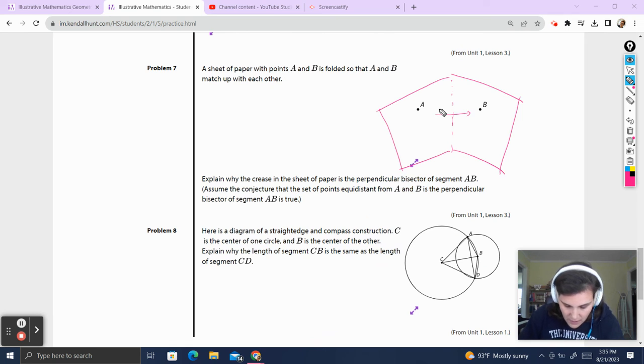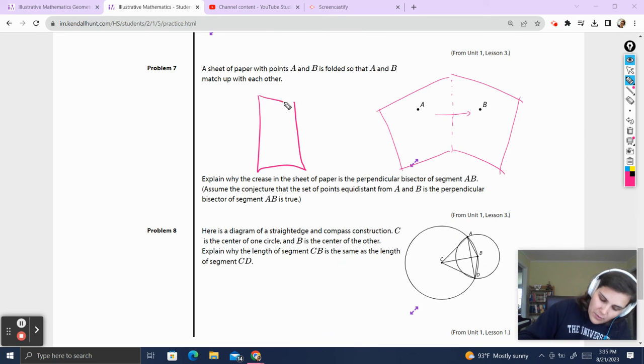Explain why the crease of the sheet of paper is a perpendicular bisector of segment AB. Assume the conjecture that the set of points equidistant from A and B is a perpendicular bisector is true. Well, let's think of our paper folded in half. This is my paper kind of folded all the way in half. All right, and then we have A and B as the same point. Now, A and B is the same distance. It's the same point. So it's the same distance from the crease, no matter how you cut it.